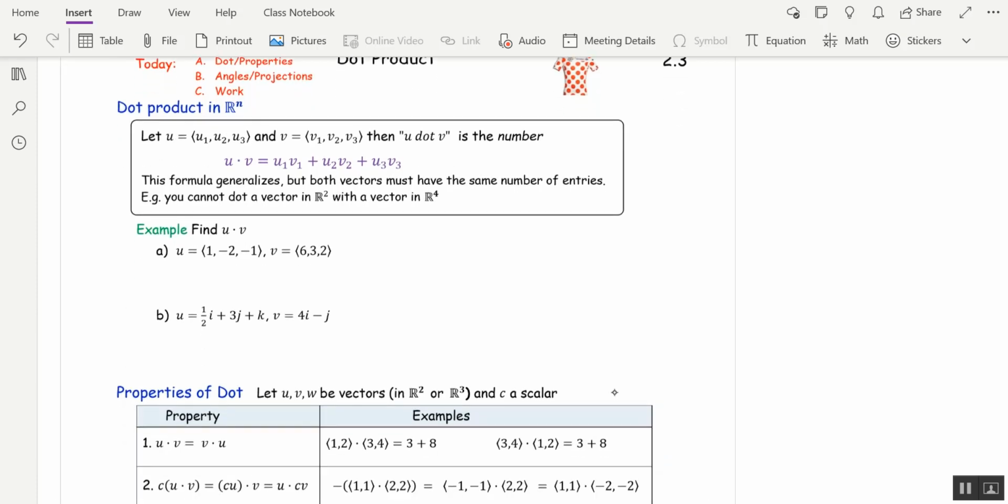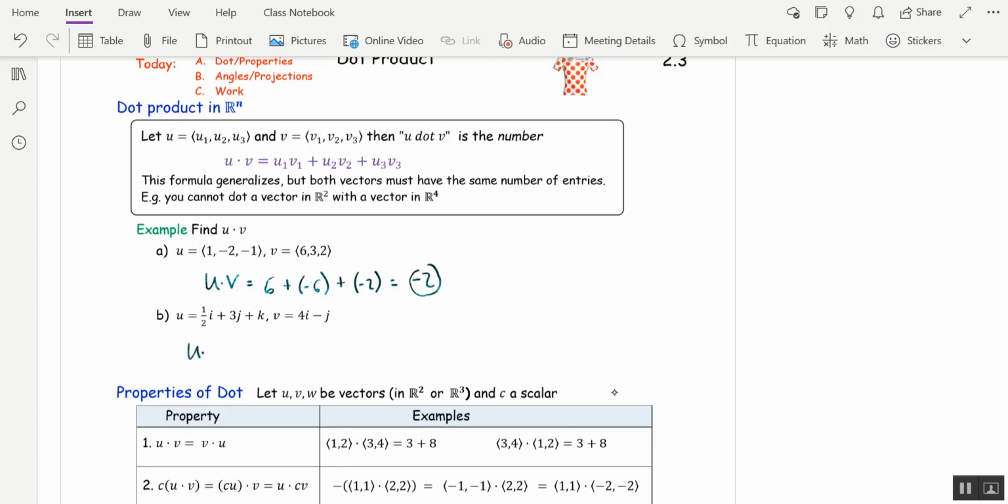We want to find u dot v. Now notice when we take the dot product of two vectors, we're actually going to get a number, not another vector. So I multiply the x coordinates to get 6, and then I add on the product of the two y coordinates, which is -6, and finally add on the product of the z components, which is -2, and I add those together and I get -2.